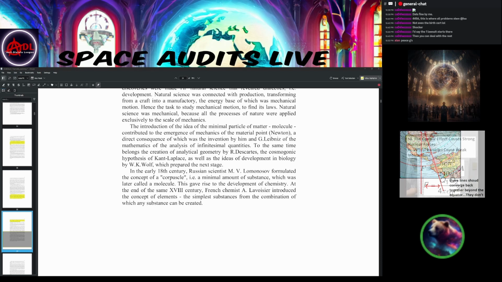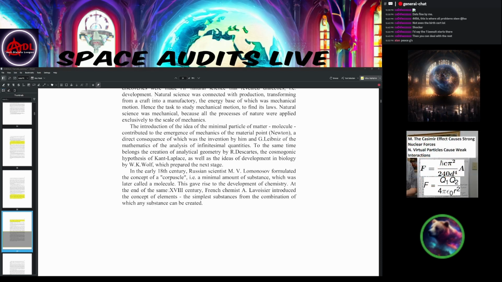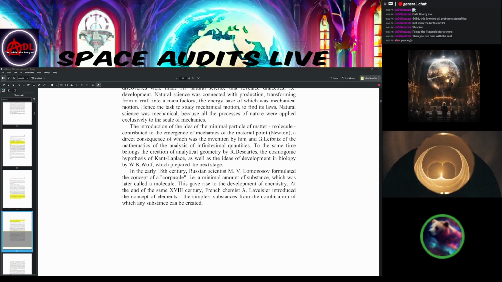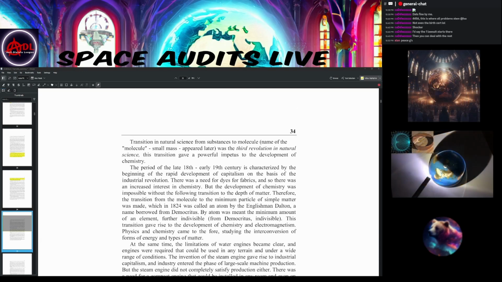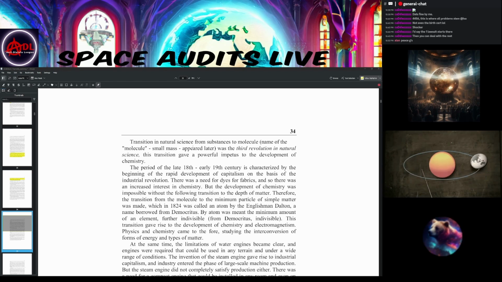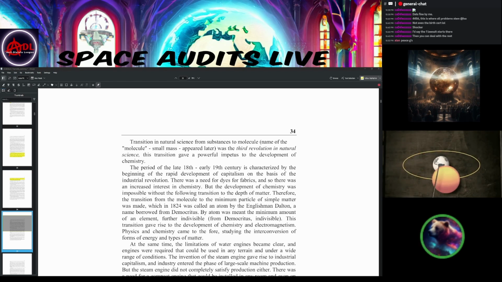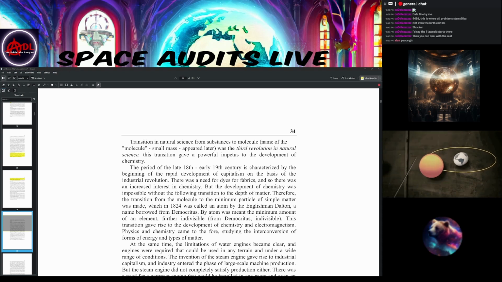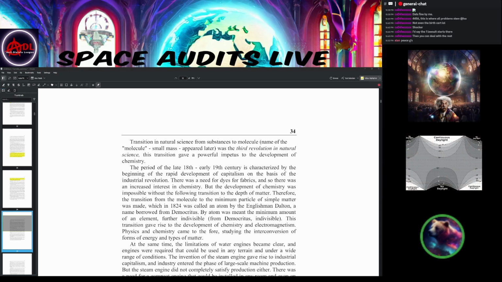This gave rise to the development of chemistry. At the end of the same 18th century, French chemist A. Lavoisier introduced the concept of elements, the simplest substances from a combination of which any substance can be created. The transition in natural science from substances to molecules appeared later. The third revolution was in natural science. This transition gave a more powerful impetus to the development of chemistry.